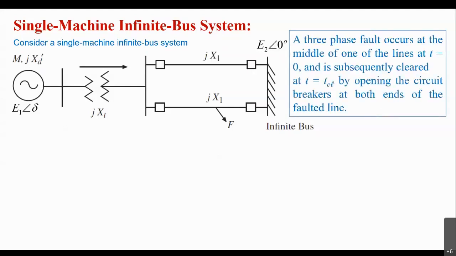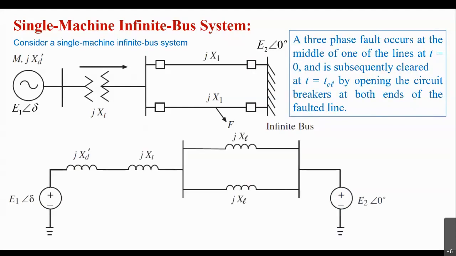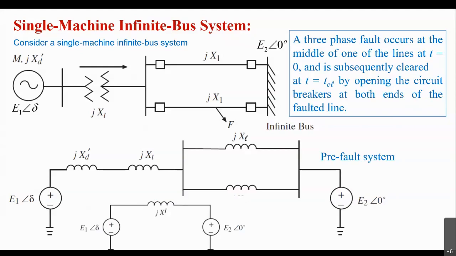A three-phase fault occurs at the middle of the second line at t equal to 0, and subsequently it is cleared at t equal to TCL by opening the circuit breakers at both ends of the faulted line. The equivalent circuit before the fault looks like this, under pre-fault condition, and we can have P equal to E1 E2 by Xi, where Xi is the equivalent reactance between the infinite bus and the machine.